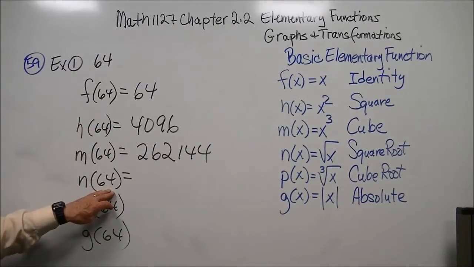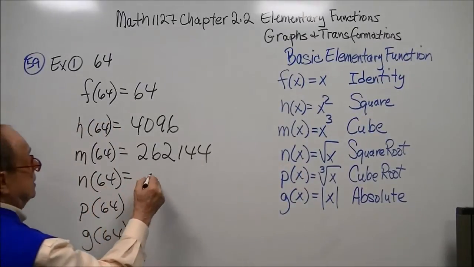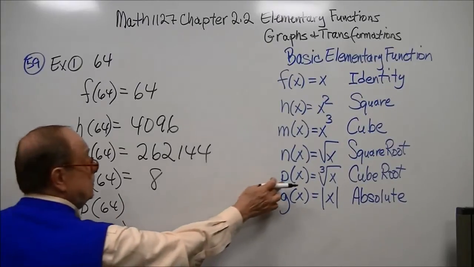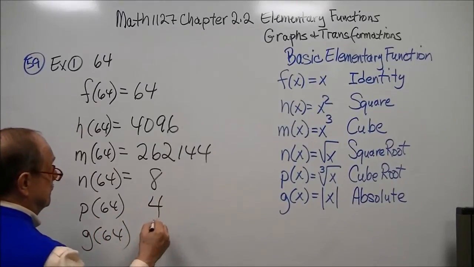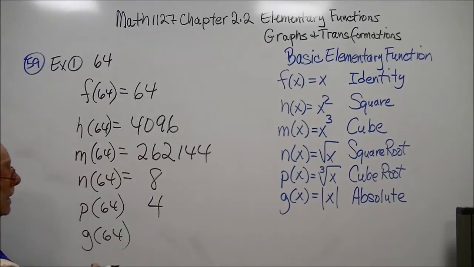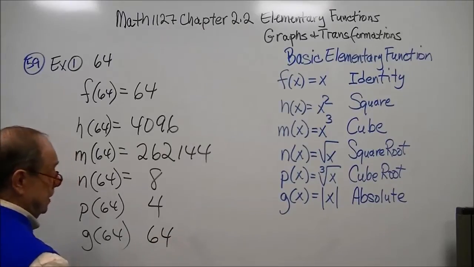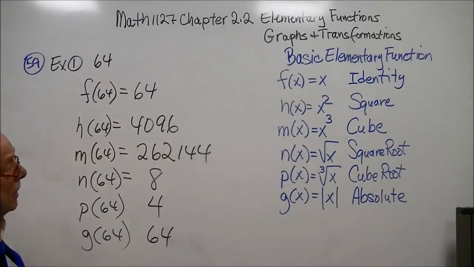Now, for the square root, the square root of 64, you recall, is 8. 64 is a perfect cube, and the cube root of 64 is 4. And the absolute value is always its positive value, and that is just 64. So depending what number they're asking you to apply the basic elementary functions to, these are the results.